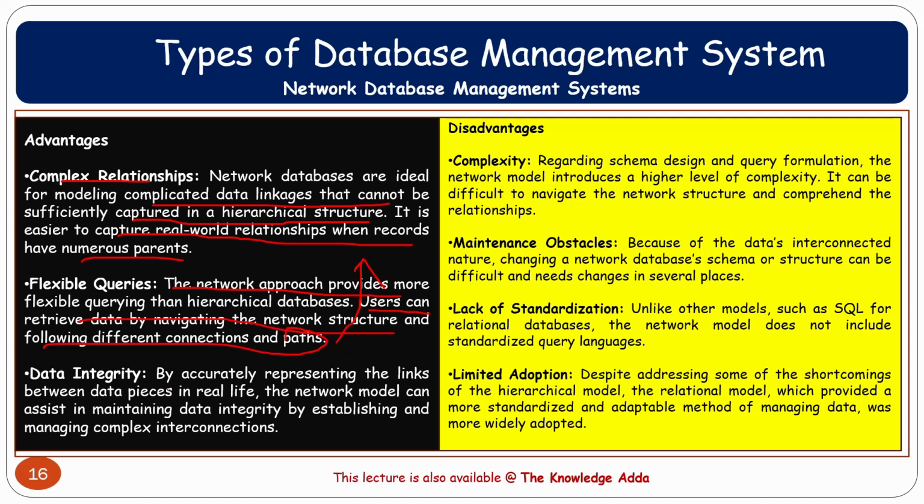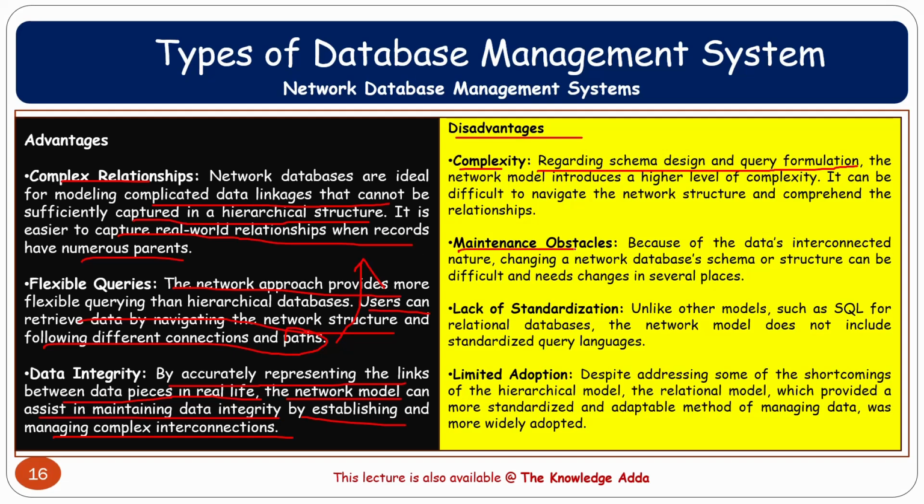Now, talking about data integrity: by accurately representing the links between data pieces in real life, the network model can assist in maintaining data integrity by stabilizing and managing complex interconnections. Now talking about disadvantages. First, complexity: regarding schema design and query formulation, the network model introduces a higher level of complexity. It can be difficult to navigate the network structure and comprehend the relationships.